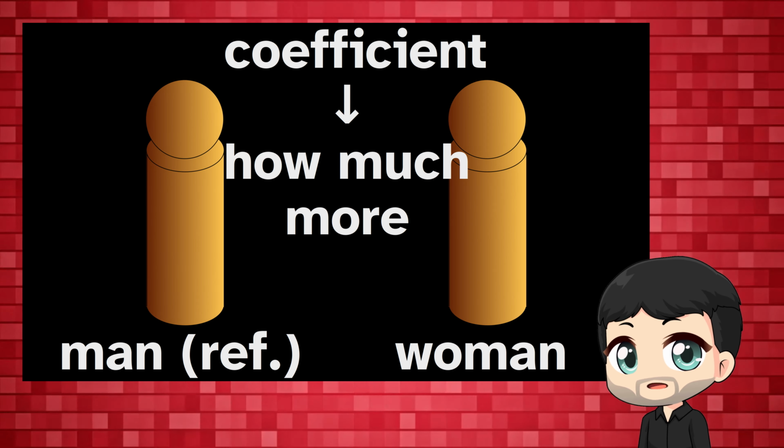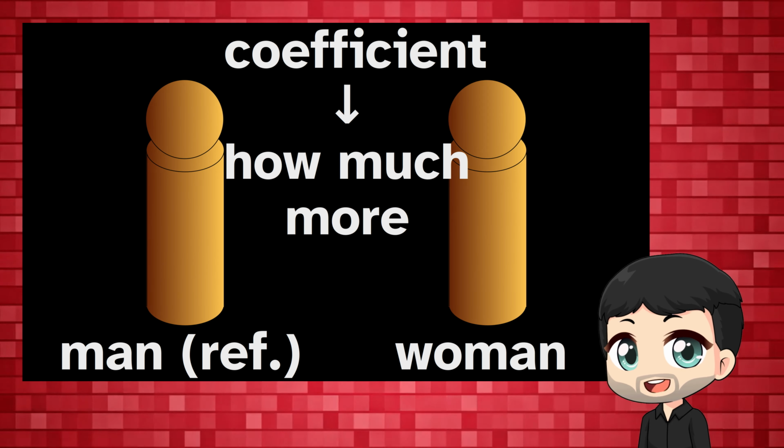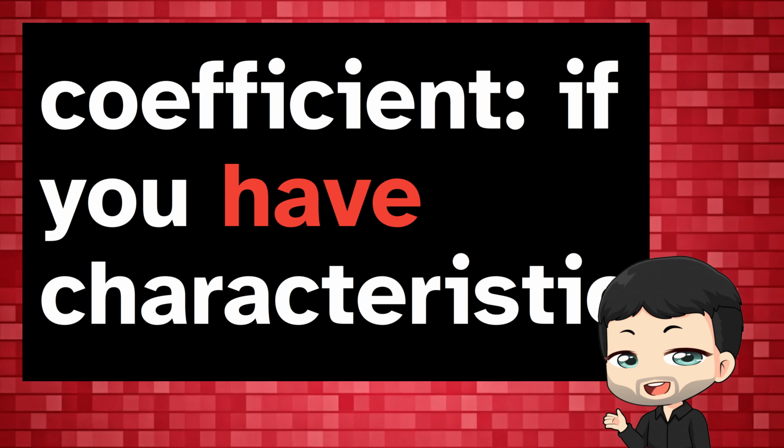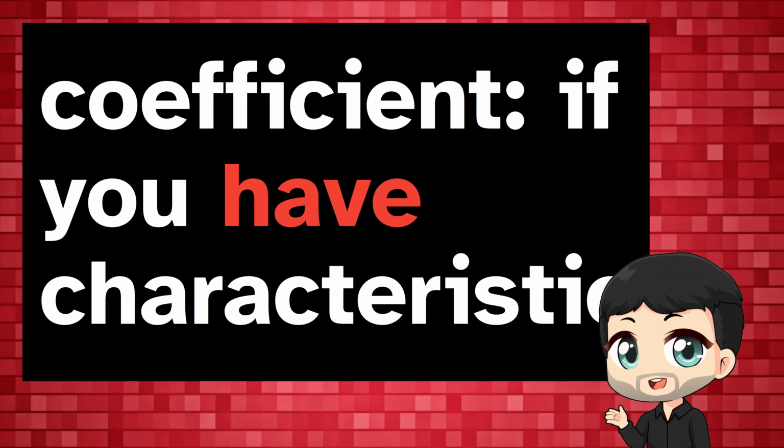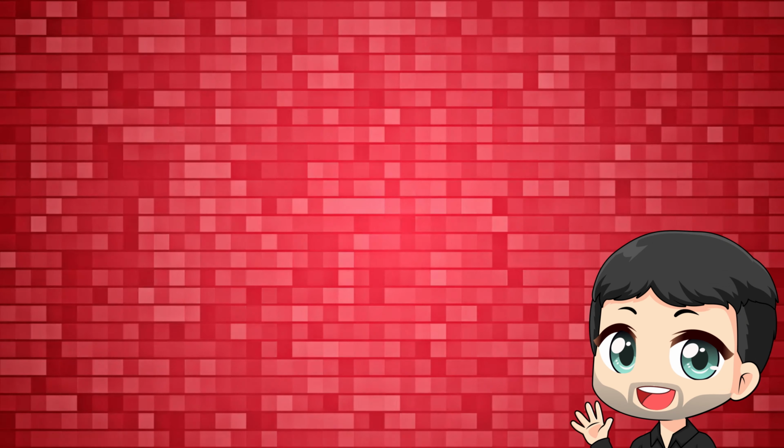So the interpretation is always compared to the reference or base category. The coefficient is for when you have the characteristic, like for female in this case. So binary variables are no mystery.